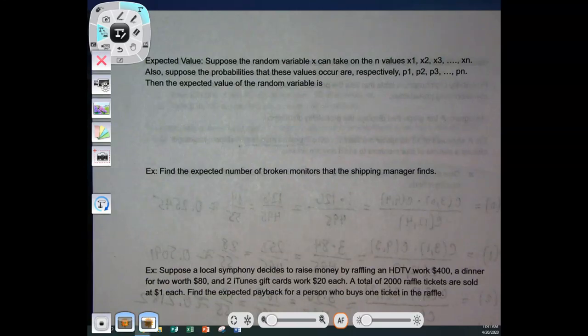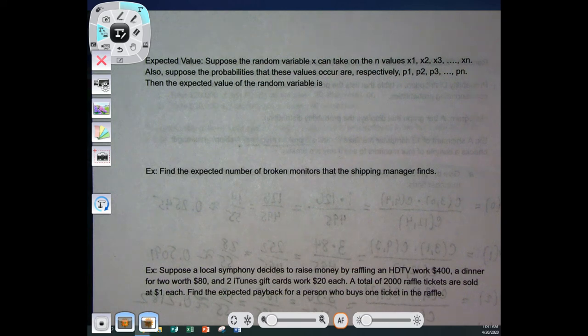All right, welcome back. So in this video, we're going to finish up section 8.5. In the previous video, we talked about probability distributions and creating histograms from those to be able to answer different questions. So here we're going to be looking at expected value of a random variable.